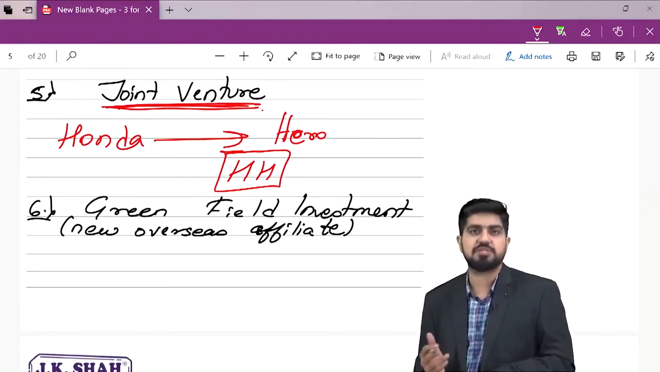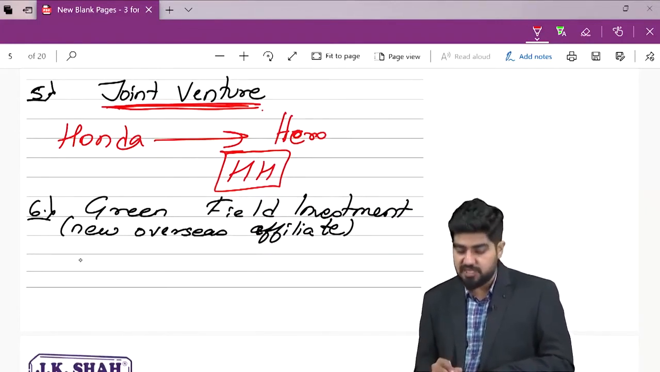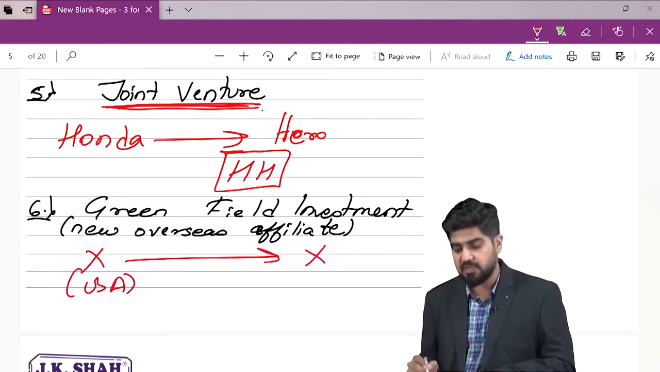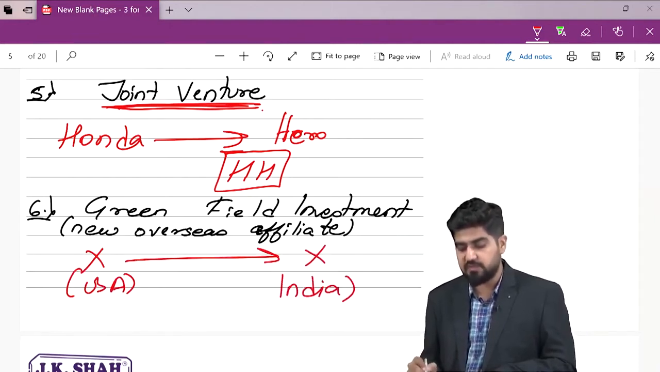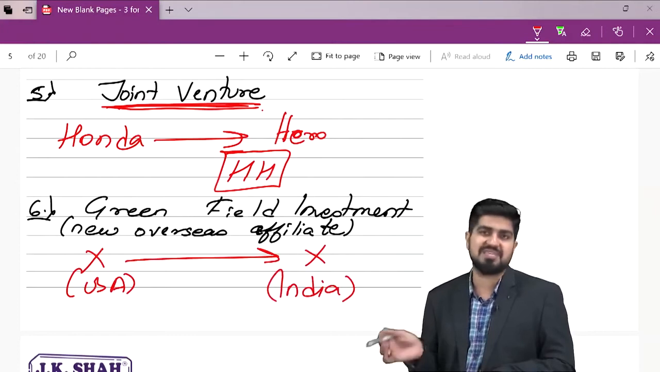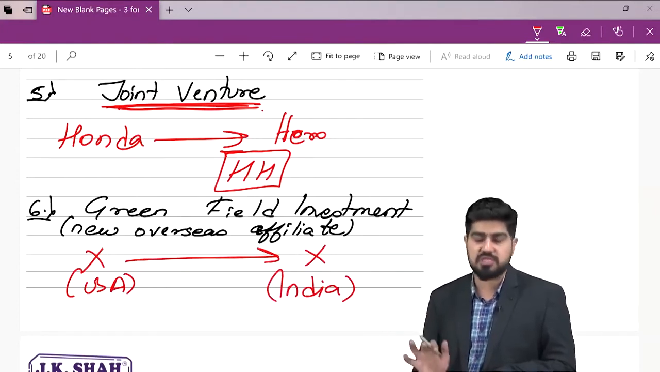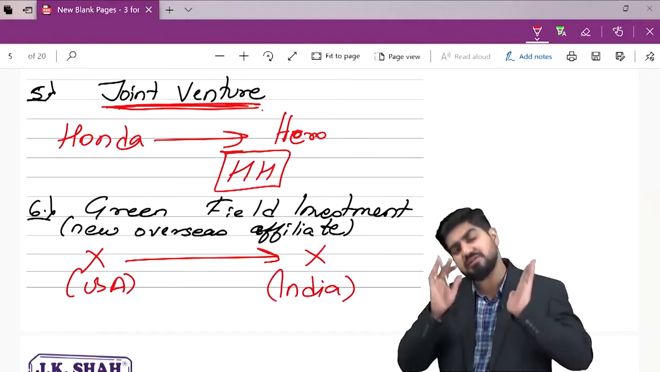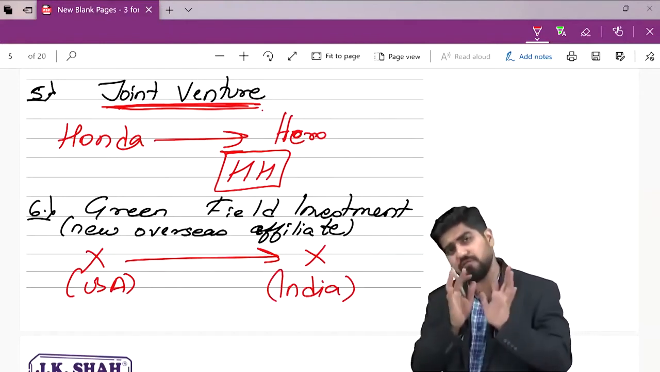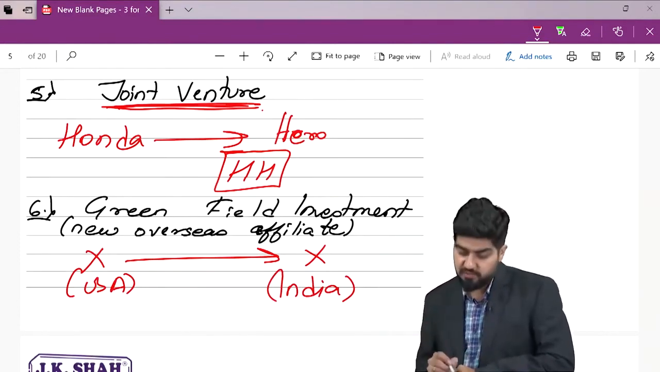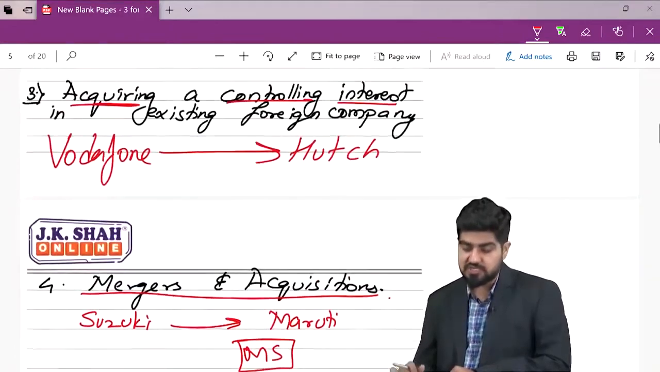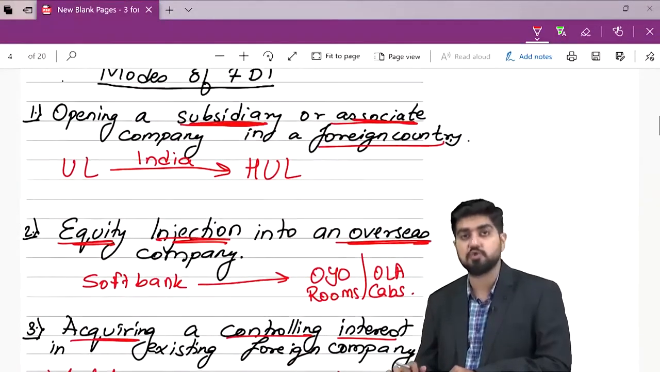They don't open their subsidiary company. Let's suppose the company is company X in the USA. Now the same company comes to India and becomes X. So the same company is opening its production base in India. They are not outsourcing. They are not merging with anyone else. They are not acquiring any other company. They are establishing their own firm, not even a subsidiary, their own firm here. Such type of investment will be called greenfield investment. So these are the 6 types, friends, which are nothing but modes of FDI.